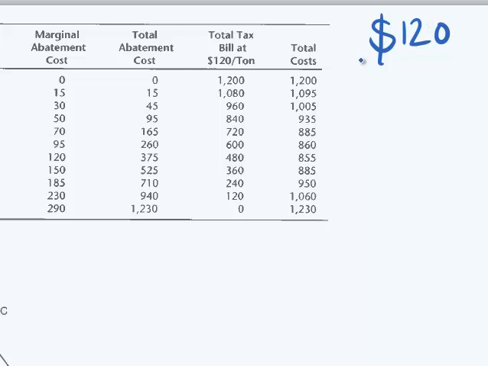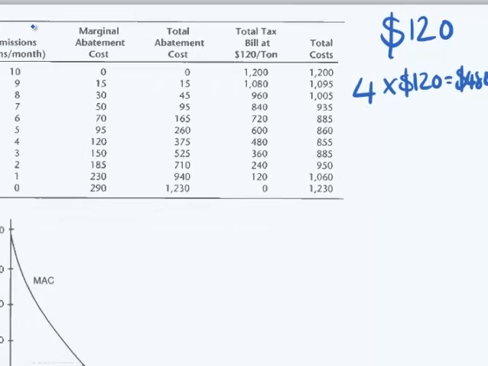So if I emit 4 tons, then I have to pay a charge of $120 per ton, and that gives me a total charge of $480 in order to emit 4 tons of this emission.